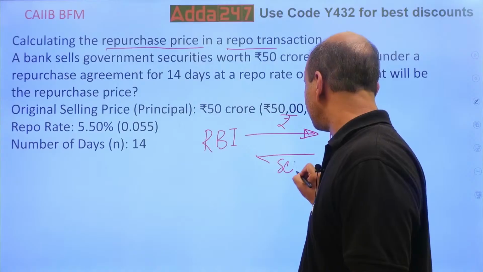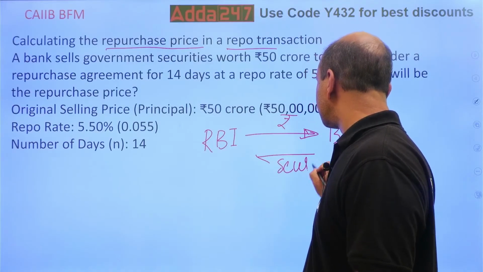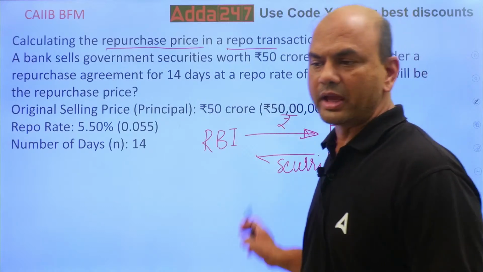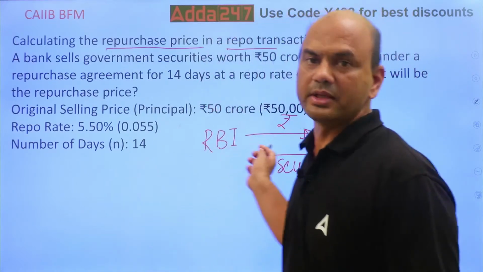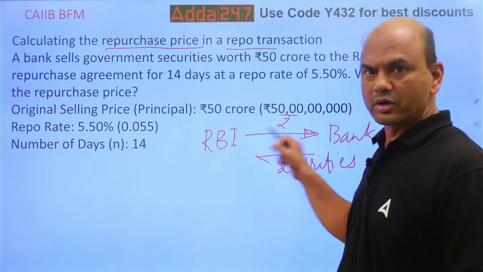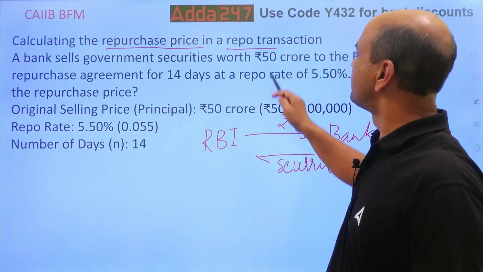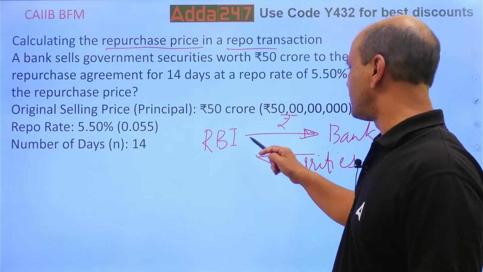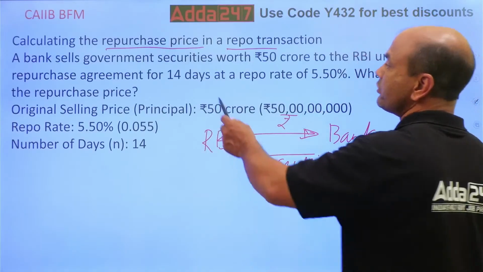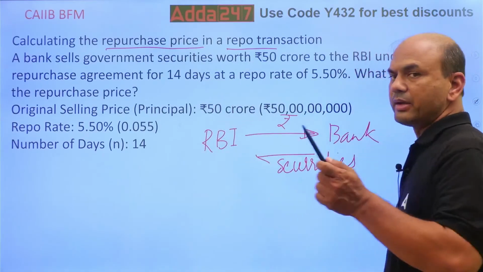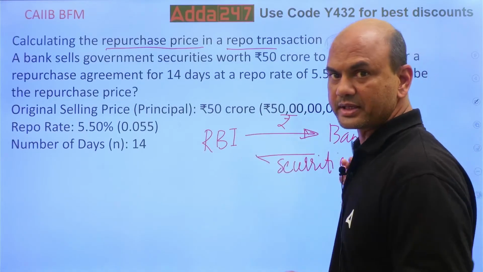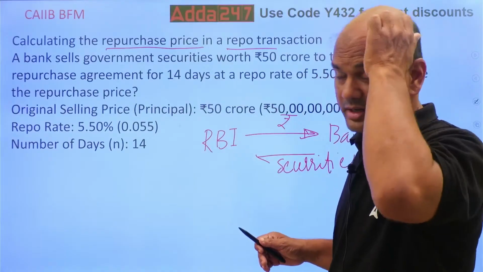Because after all, RBI also wants the collateral, right? RBI will not do it for free. So the bank will give the collaterals and RBI will give the money. So the bank has sold the securities to RBI and got the money. 50 crores they have sold and they have got 50 crores. With a repurchase agreement of 14 days. So within 14 days, the bank has told, I will purchase back these securities and give you back the money along with the interest.